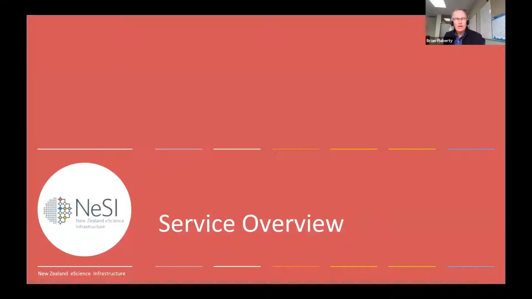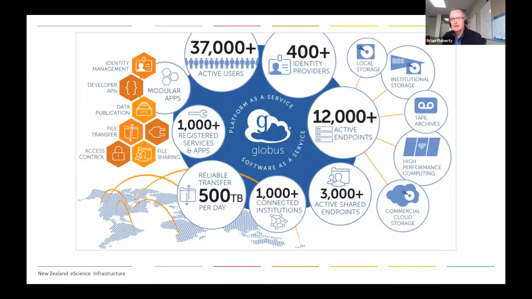So first of all, a service overview in case you're not so familiar with Globus. Globus is an alliance that came out of the University of Chicago and Argonne Lab, looking at the fundamental technologies around grid computing infrastructure, particularly around transferring data. So it is a global organization. They have 12,000 active endpoints, about 1,000 connected institutions, and they transfer about 500 terabytes of data a day as part of that service globally.